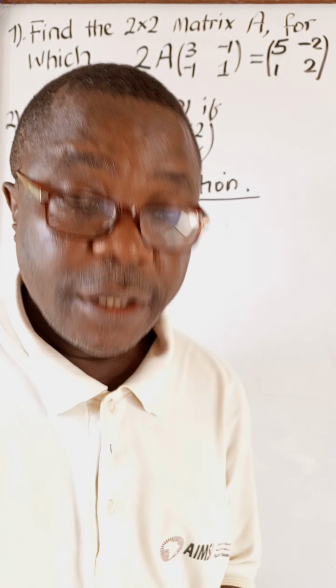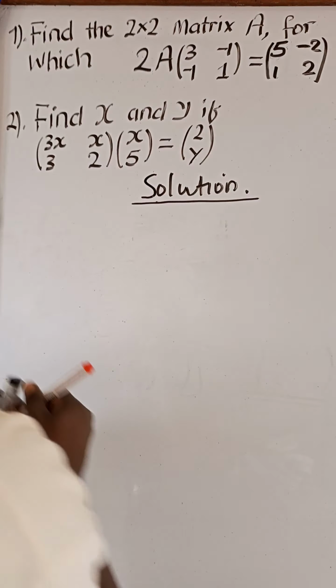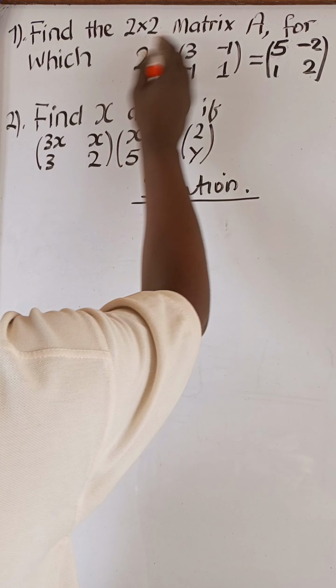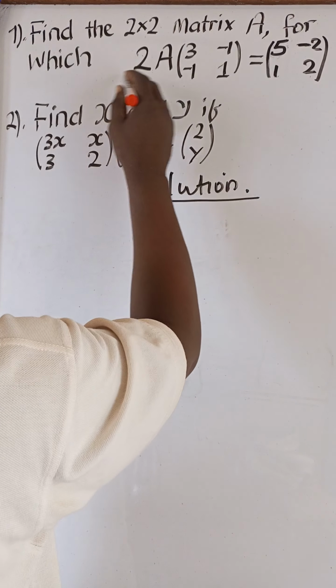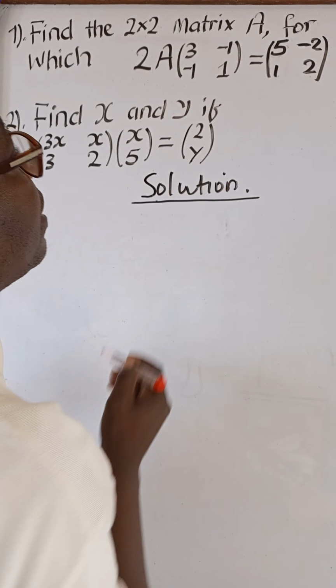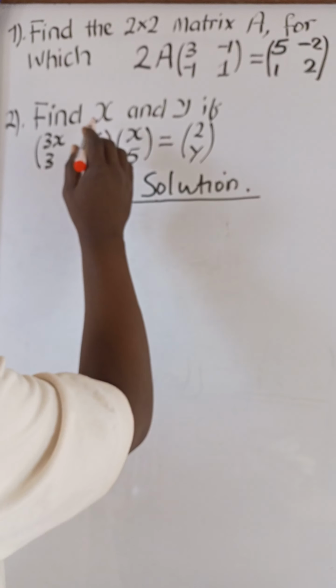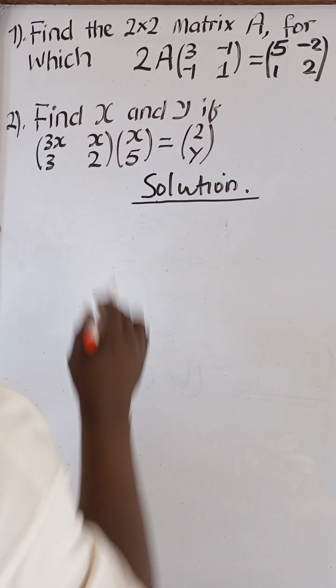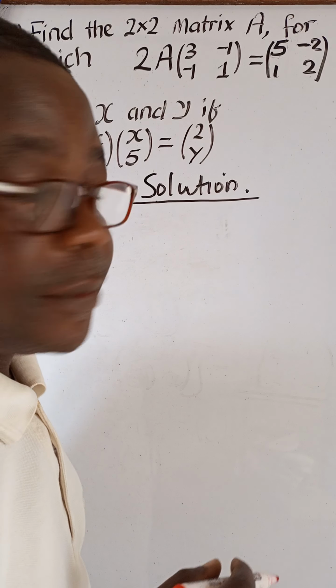Hi everyone. Here we have a question on matrices. Question 1. Find the 2 by 2 matrix A for which 2A multiplied to this other 2 by 2 matrix gives us this 2 by 2 matrix. And question 2. Find the values of x and y for which this product gives us that column matrix.